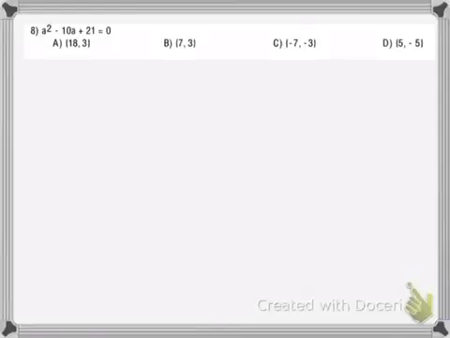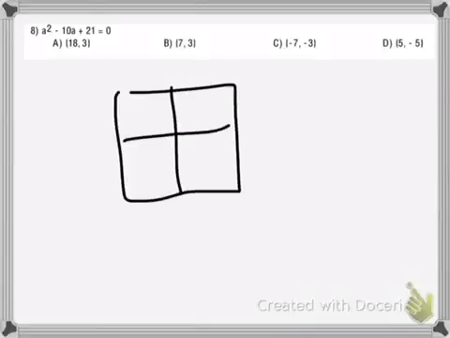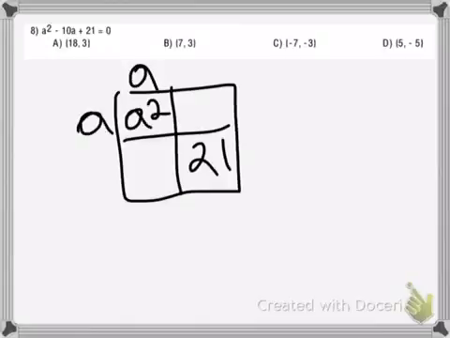Alright, first problem: a squared minus 10a plus 21 equals 0. What are the solutions for this quadratic? One way you could do it is factor it. Got your area model. A and A, your first and your last.